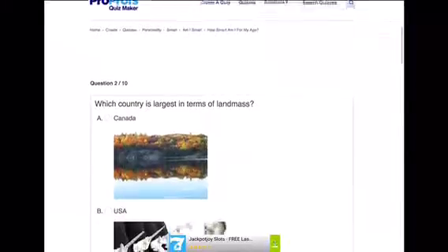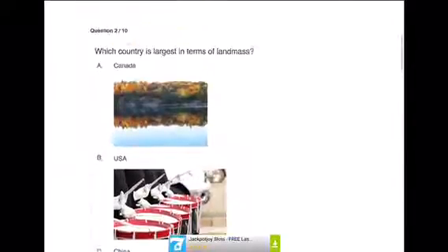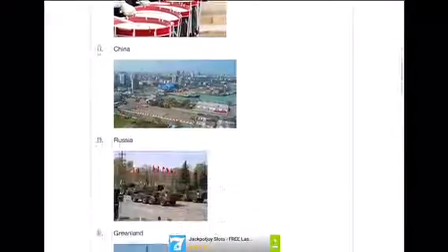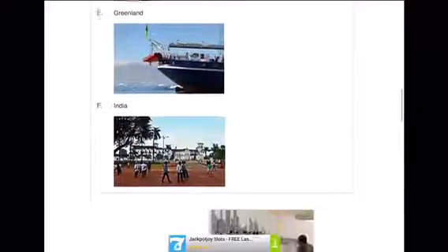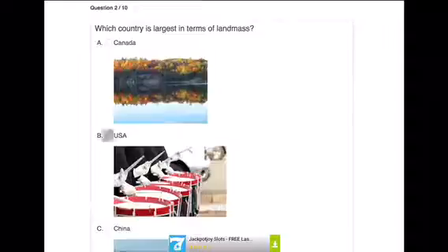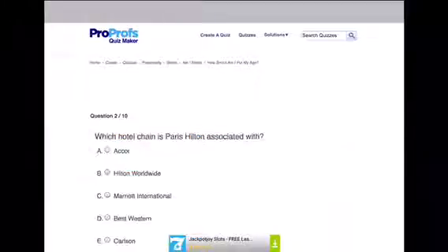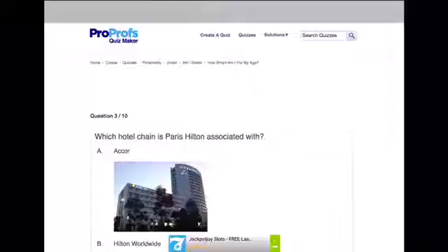Which country is the largest in terms of land mass? USA, Canada, China, Russia, Greenland, India. Of course, I'm gonna pick the USA. Aw, what? Dude, how do we even study that stuff? That's ridiculous.